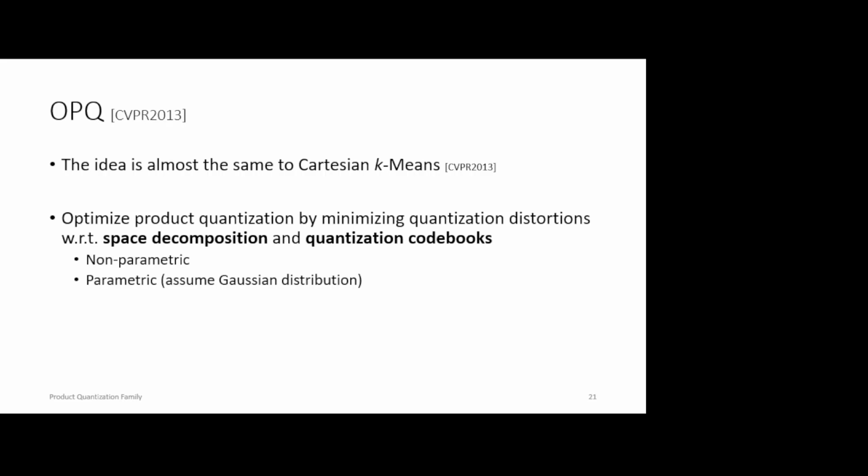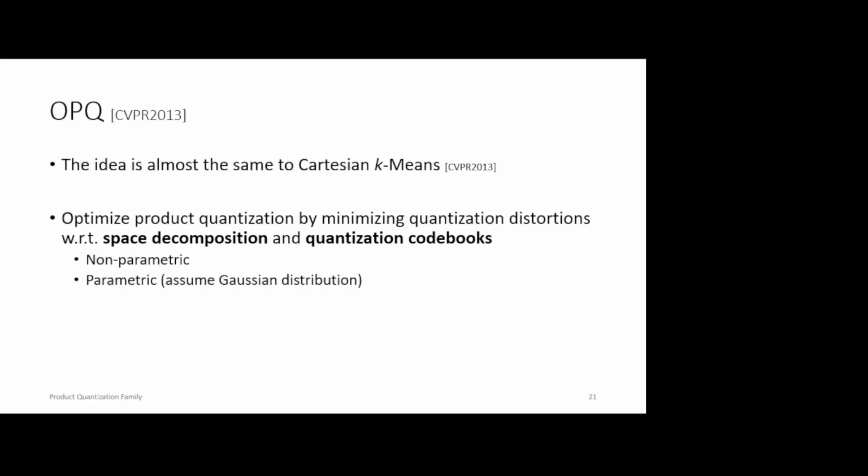Okay, so that's all for product quantization. Its next derivation is called OPQ. OPQ means the optimized PQ. Okay, how to do the optimization?